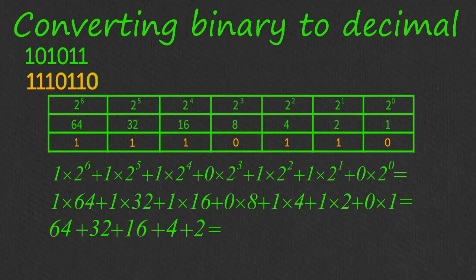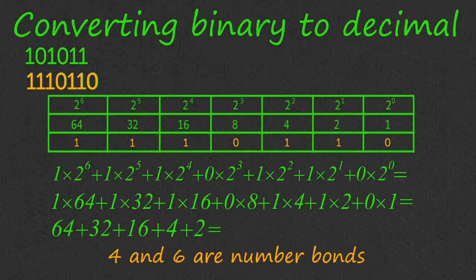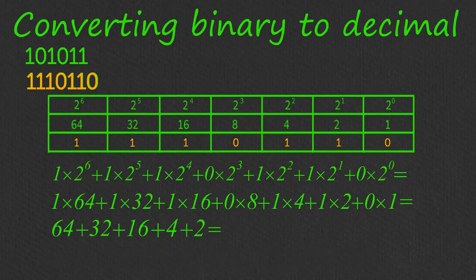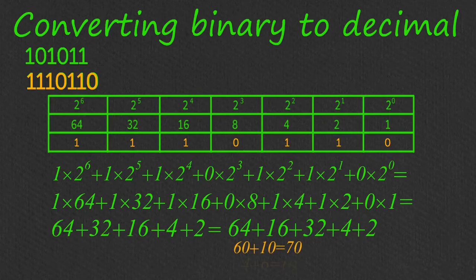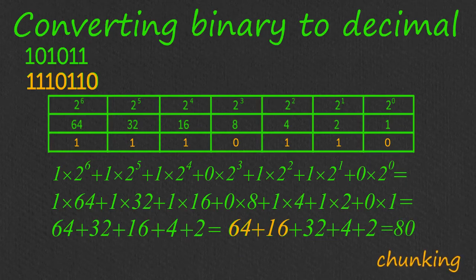64 and 16 are numbers that add up to a multiple of 10, as 4 and 6 are one of the 10 number bonds. There are no other number bonds present, so the other three numbers we can keep in the same order to get the new sum of 64 plus 16 plus 32 plus 4 plus 2. 60 plus 10 makes 70, 4 plus 6 makes 10, so 64 and 16 makes 80. This way of adding, when you first add the tens and then the units, is called chunking and is very useful to do mental arithmetic. The rest of the numbers add up to 38.